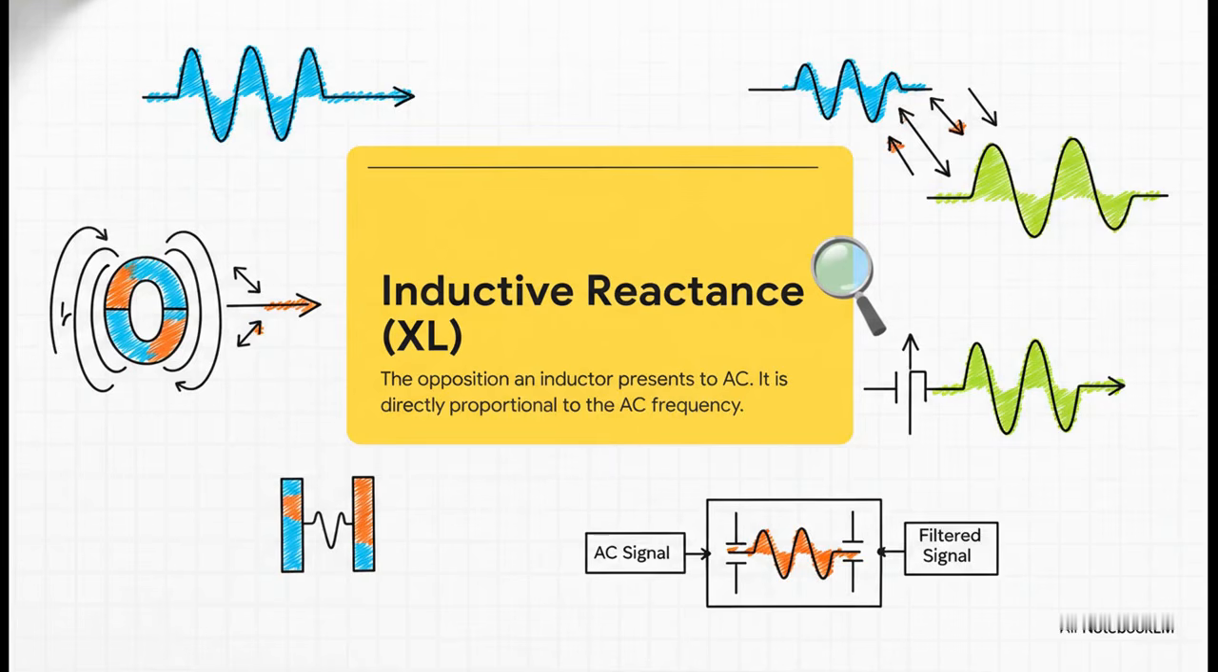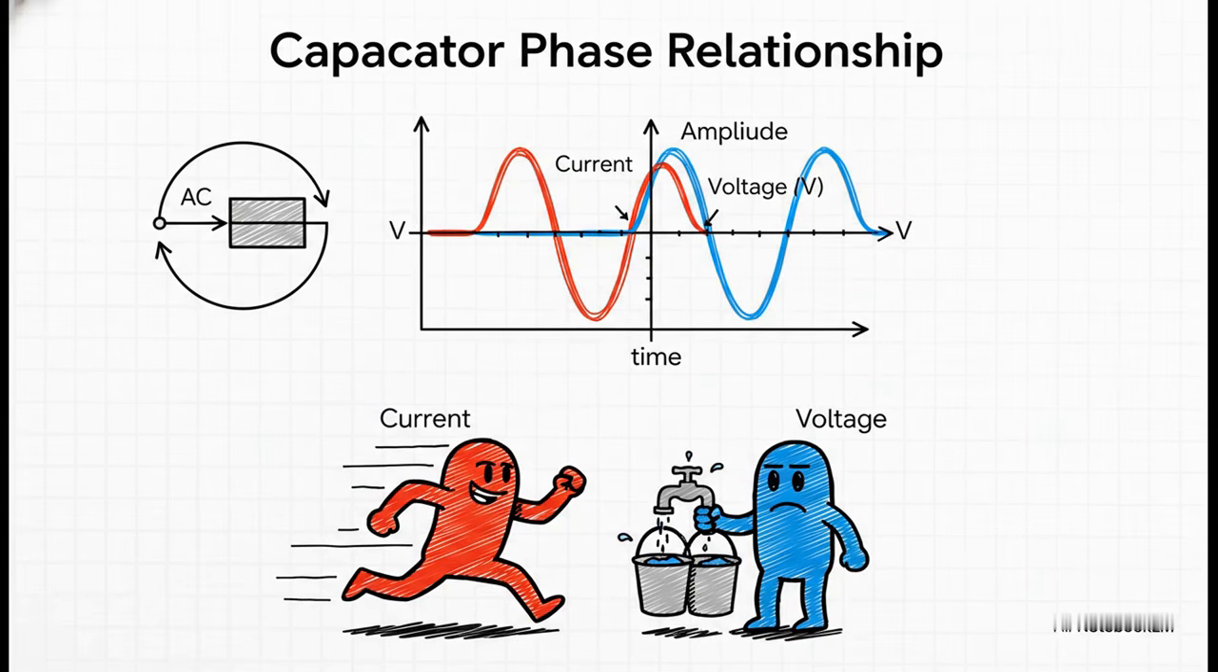And here's the crucial part. An inductor's opposition isn't a fixed number like a resistor's. It's called inductive reactance, and it actually depends on the frequency of the AC. Think about it. The faster the current tries to flip back and forth, in other words, the higher the frequency, the harder that inductor is going to push back. It fights change, remember?